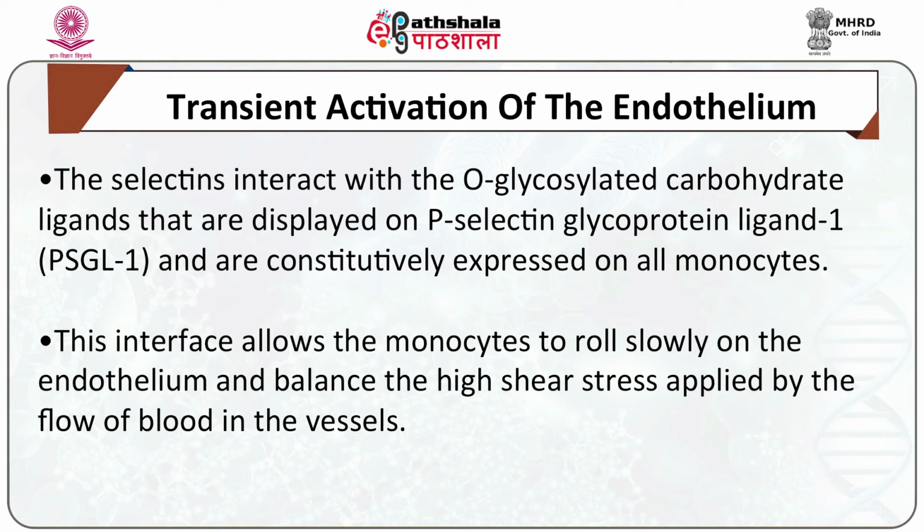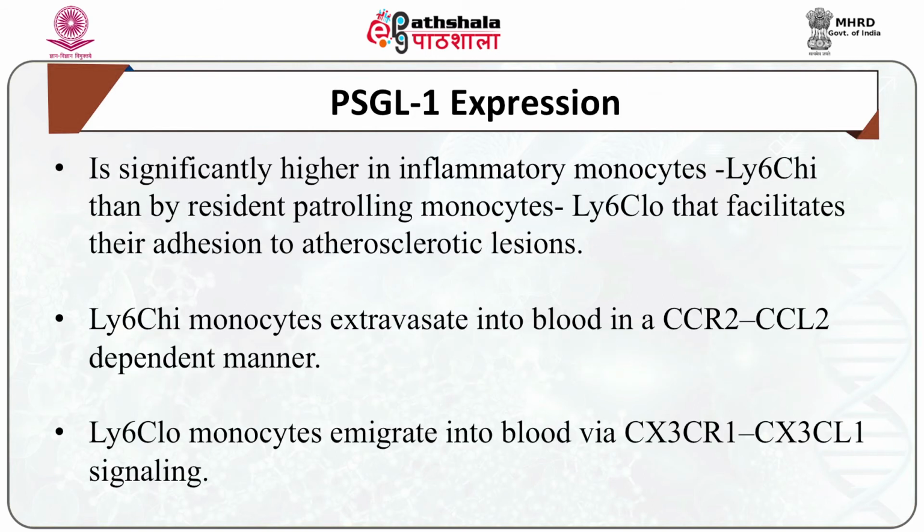This interface allows the monocytes to roll slowly on the endothelium and balance out the high shear stress applied by the flow of the blood vessels. PSGL-1 expression is significantly higher in the inflammatory tissue, which is expressed by Ly6C-high monocytes than by the residents, which are expressed as Ly6C-low monocytes, that facilitates their adhesion to the arteriosclerotic lesions.